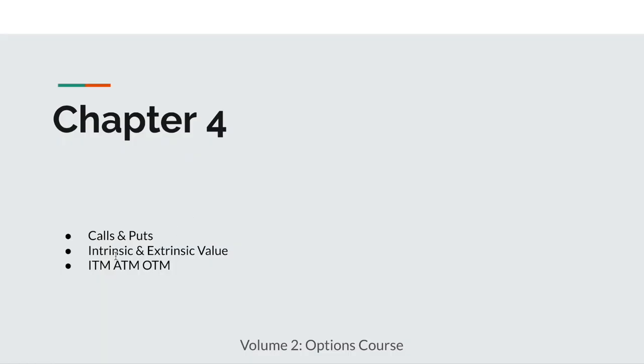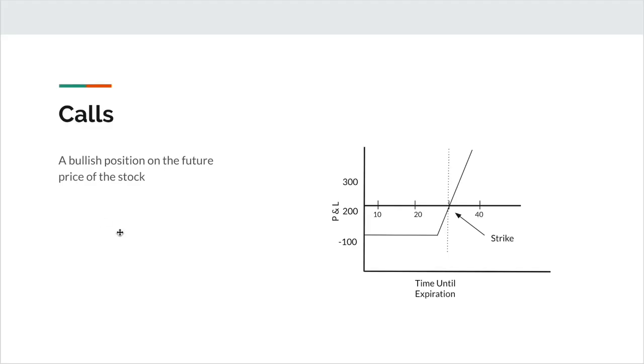In chapter 4, we're going to be talking about calls and puts, intrinsic and extrinsic value, in the money, at the money, and out of the money options. So we're going to first go into calls and puts. It's important to understand that there are only two types of options contracts on both the buyer's and the seller's end. There are calls and there are puts.